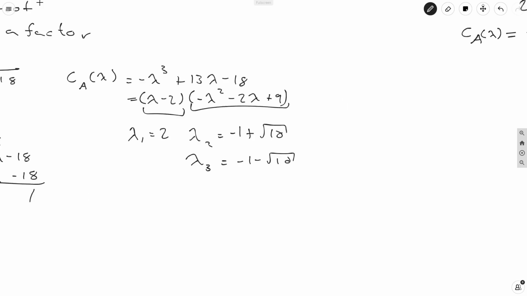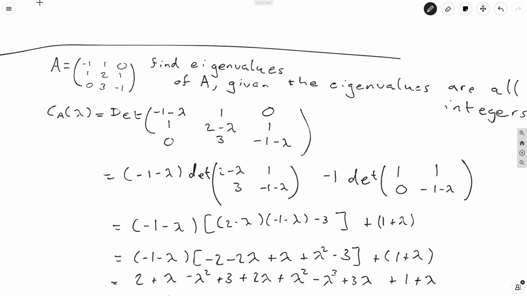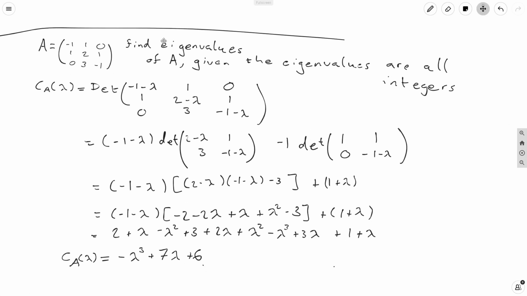Okay, now for a slightly different approach, we're going to assume we've been given the same problem with slightly different information. So we want to find the eigenvalues of A, which is now a new matrix, minus 1, 1, 0, 1, 2, 1, 0, 3, minus 1. And we know all the eigenvalues are integers, that is, they're whole numbers, positive or negative whole numbers.